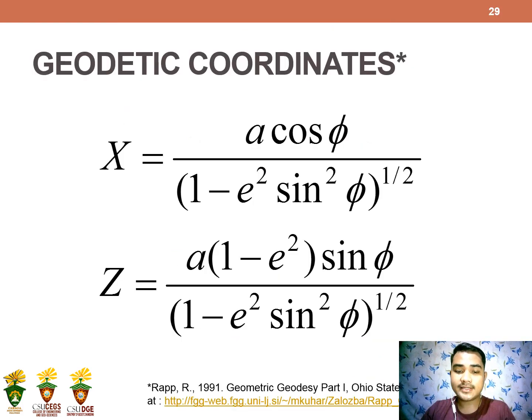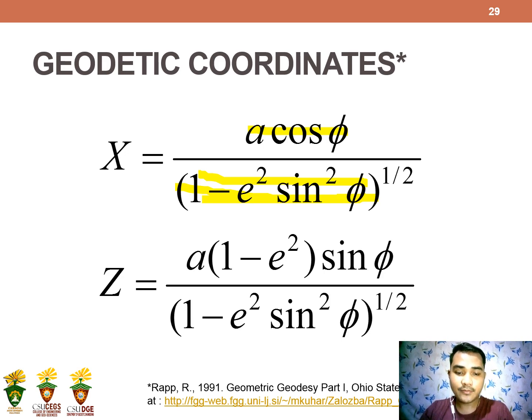To summarize, here are the geodetic coordinates. In terms of x, we have a cosine geodetic latitude all over (1 minus e squared sine squared geodetic latitude) raised to the power of 1/2, or that is equal to a cosine geodetic latitude all over the square root of 1 minus e squared sine squared geodetic latitude.